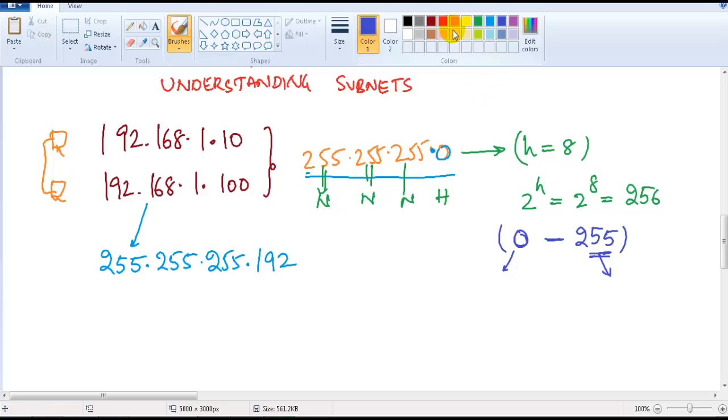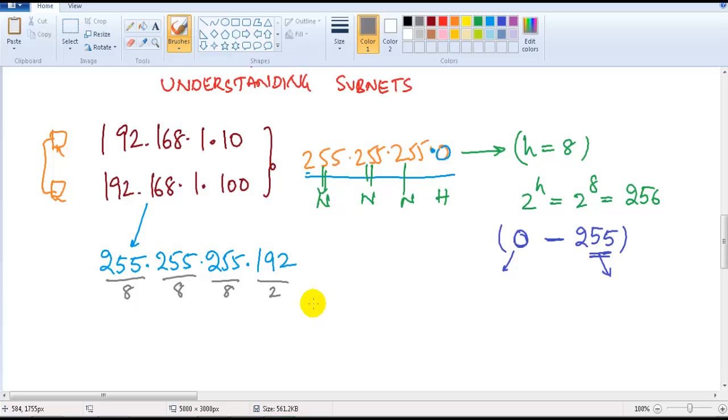But if you apply the same concept in this example, how many network bits are here? To understand this calculation, go back to example 1, the Class C with a requirement of 50 hosts. I think we did 50 hosts, right? So please check that example.